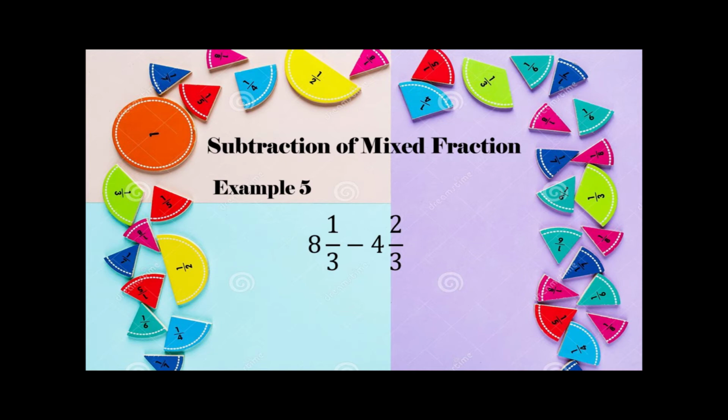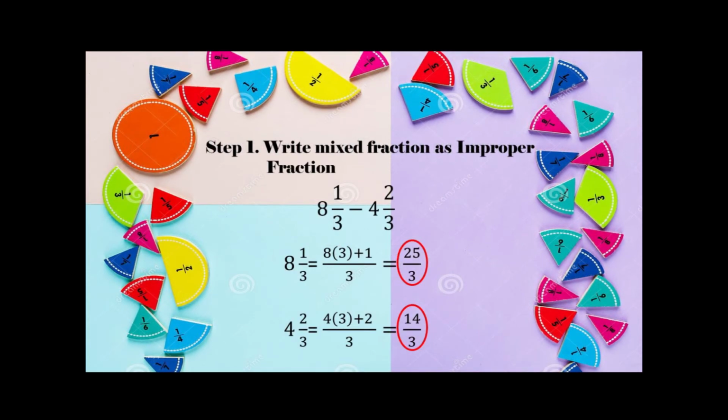There is another way to solve this. First, we need to convert the mixed fractions to improper fractions. How? You need to multiply the denominator by the whole number and add the numerator. So we have 3 times 8 plus 1 is equal to 25. And we have 4 times 3 plus 2, which is 14. Now we have 25 over 3 minus 14 over 3.